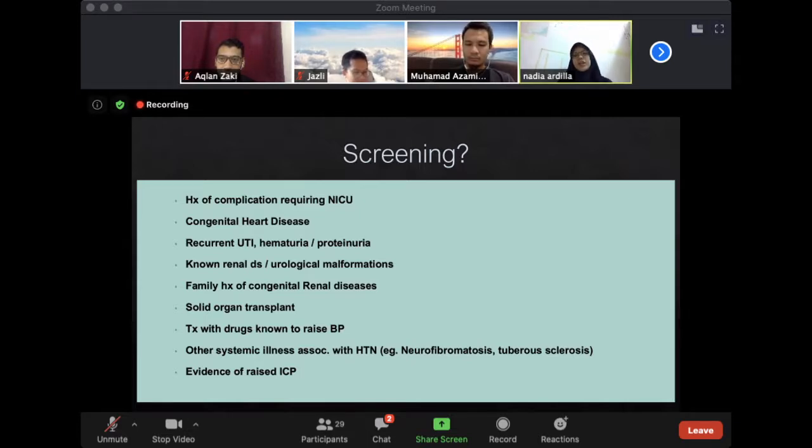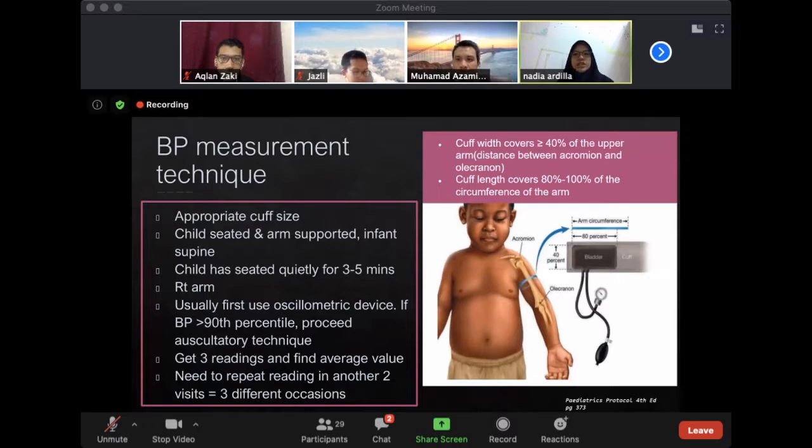Okay, so for screening, we need to take their blood pressure. How do we measure their blood pressure? Just the same as adults, we need to use the appropriate cuff size, where the cuff width covers more than 40% of the arm distance between the acromion and the olecranon. And then the cuff length will cover at least 80% of the circumference of the arm.